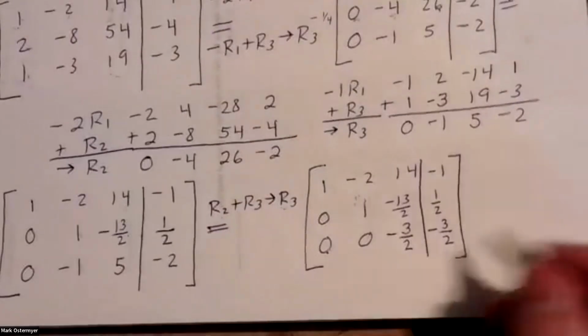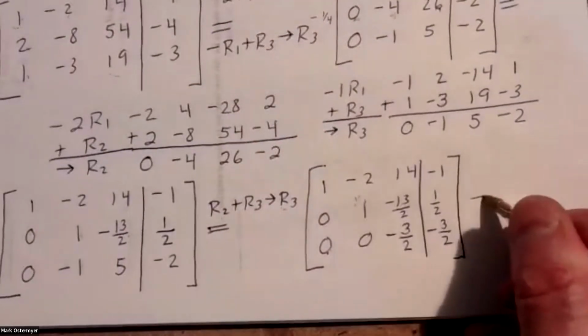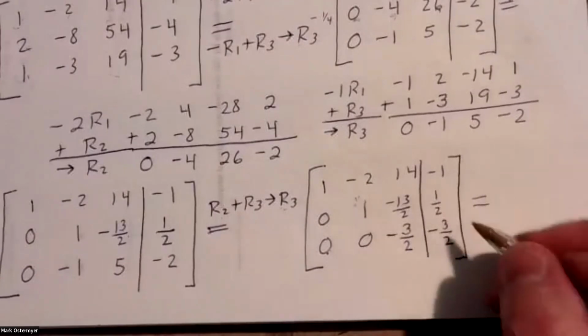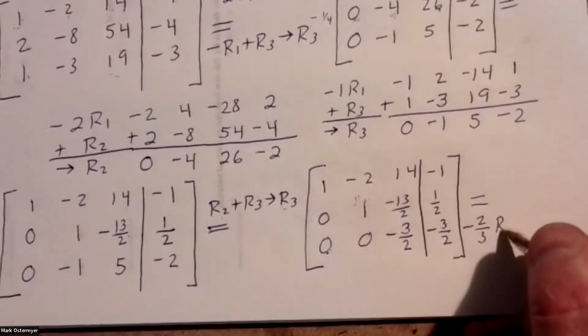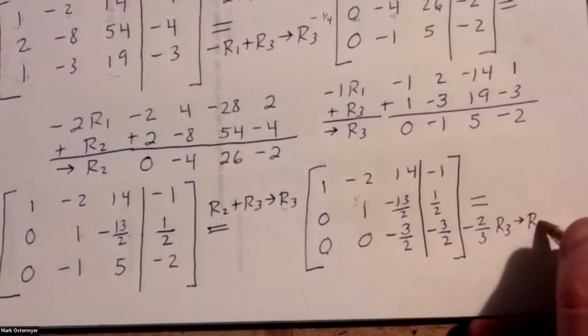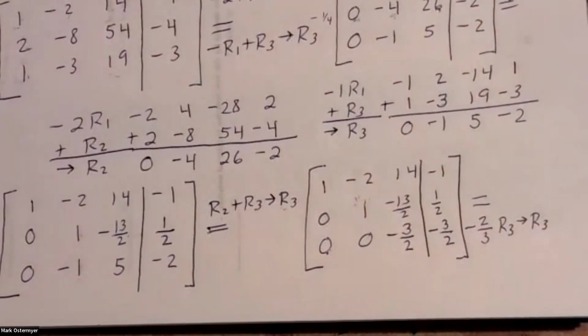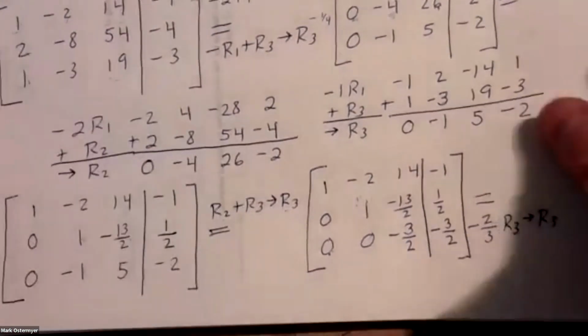How about we multiply row 3 by the reciprocal of negative 3 halves? Multiply row 3 by negative 2/3 to produce a new row 3. That's all we have to do. That's a valid elementary row operation. You can always multiply any row by a non-zero constant. That's what I'm going to do here. So let's update our matrix, having done that.